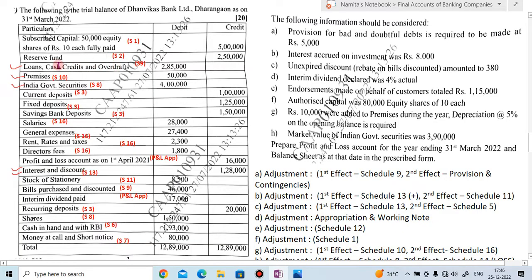Reserves and surplus. Then reserve and surplus we have to post in reserves and surplus, that is schedule number 2. Okay, then so on like this. In front of each entry I have marked in which schedule this entry will be posted. Okay, now next is what?